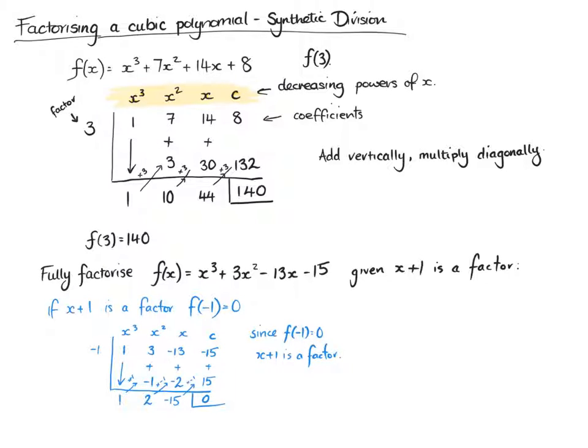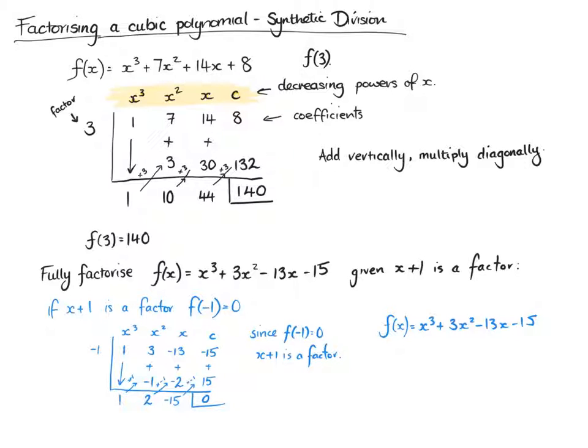Right, so this line down here actually tells us our coefficients for what we've got left. So this is now our constant, so everything kind of moves up one. This is our constant, this is our x, and this is our x squared. So f of x equals x cubed plus 3x squared minus 13x minus 15.